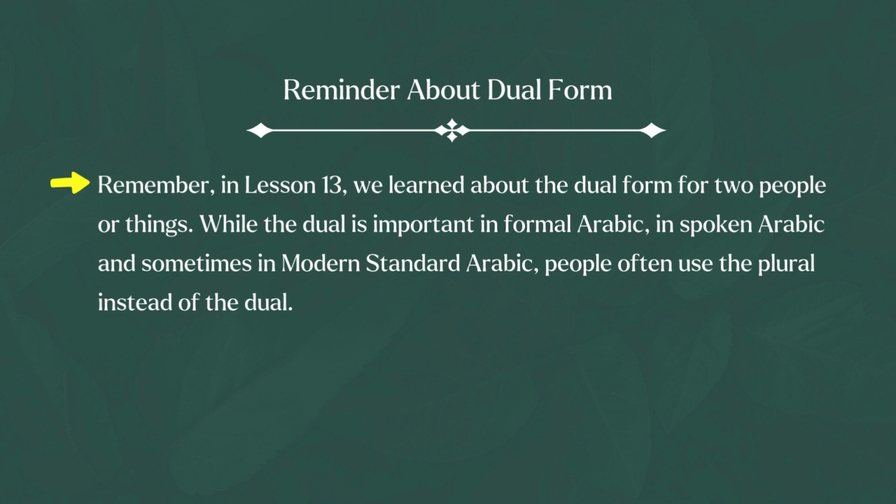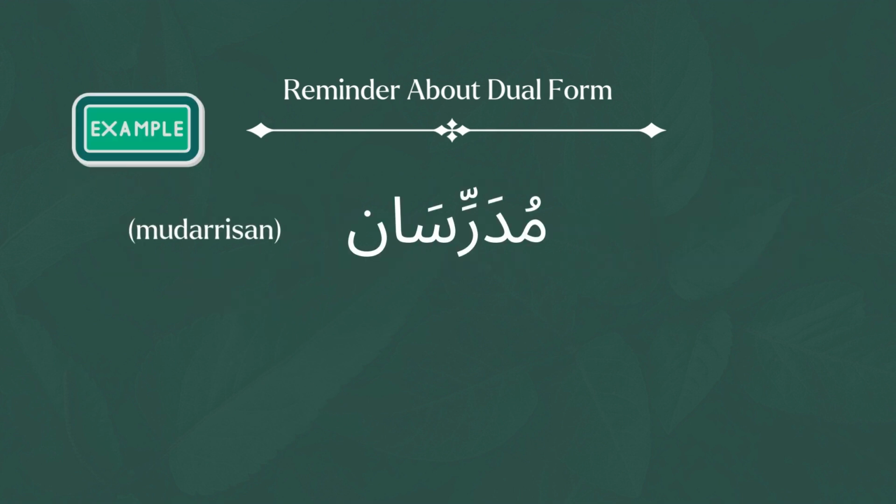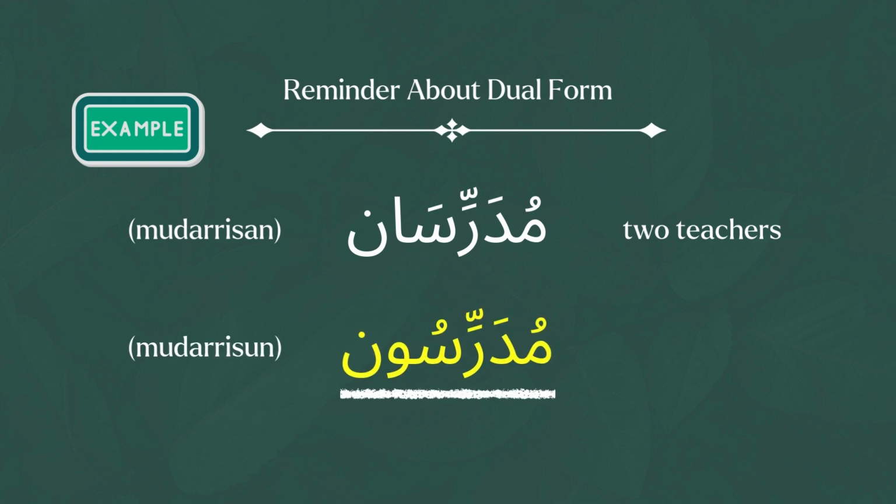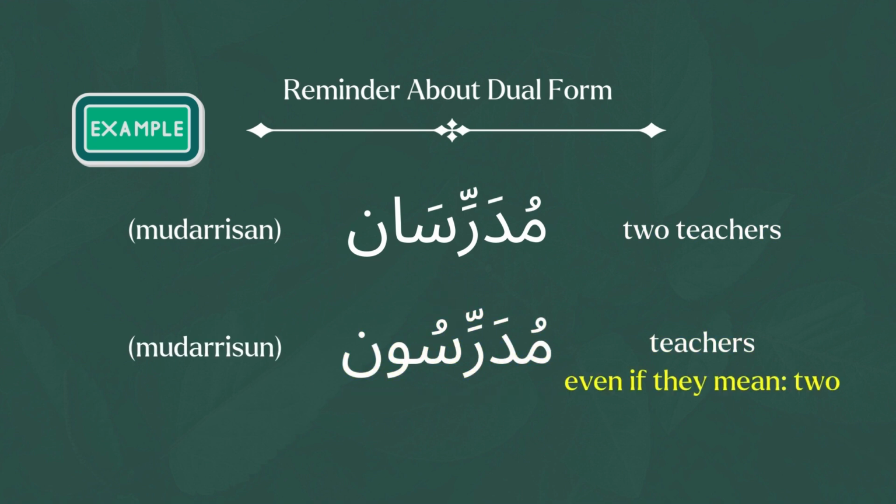Please remember, in Lesson 13, we learned about the dual form for two people or things. While the dual is important in formal Arabic, in spoken Arabic, and sometimes in modern standard Arabic, people often use the plural instead of the dual. For example, instead of مدرسان, two teachers, people might just say مدرسون, teachers, even if they mean two.